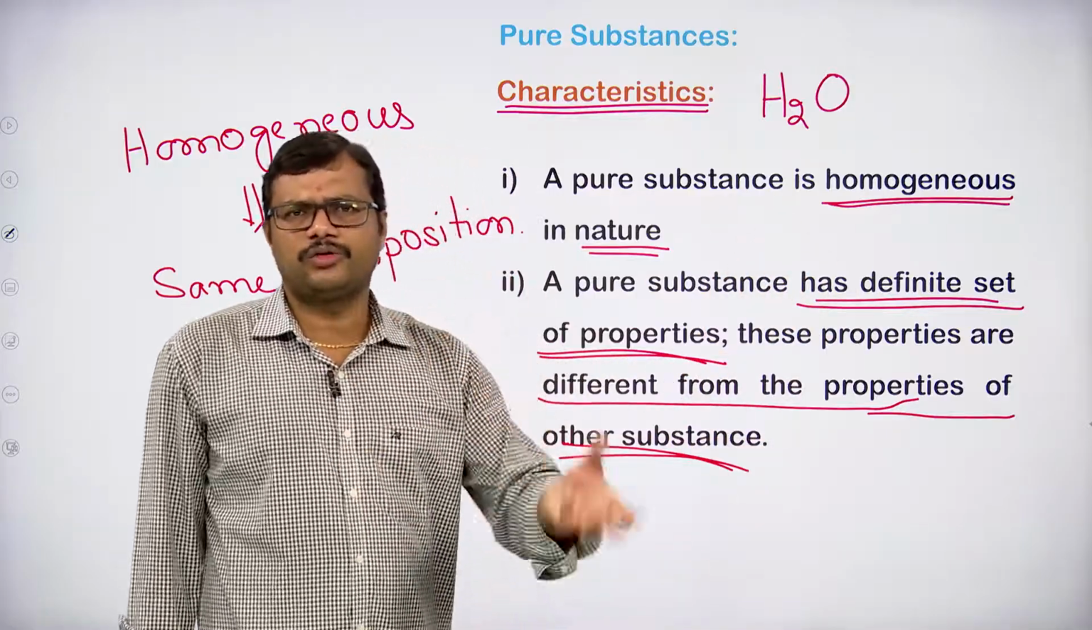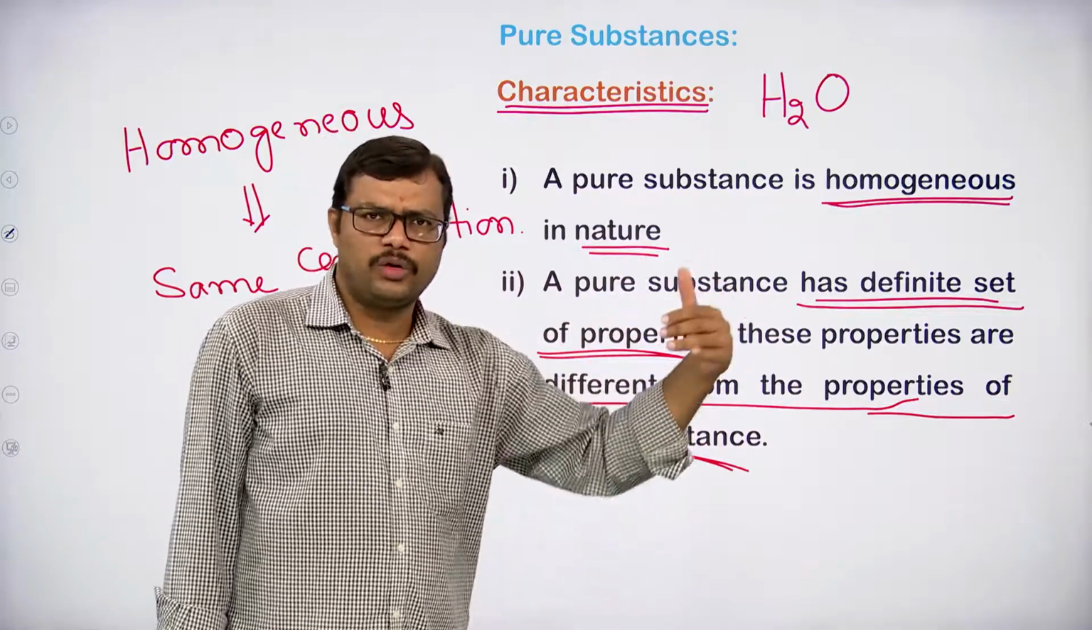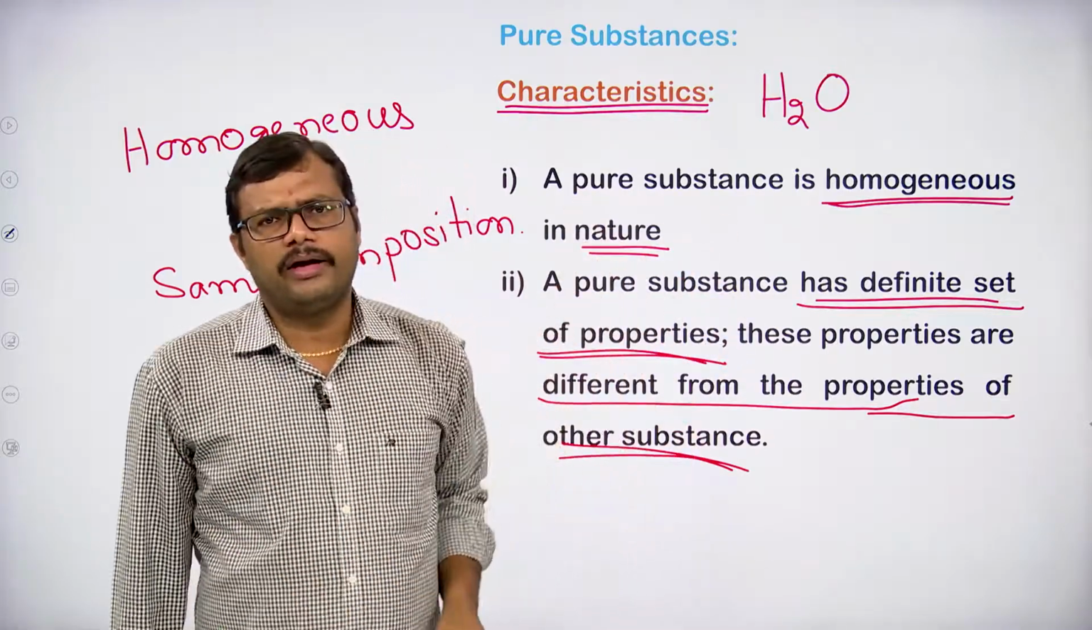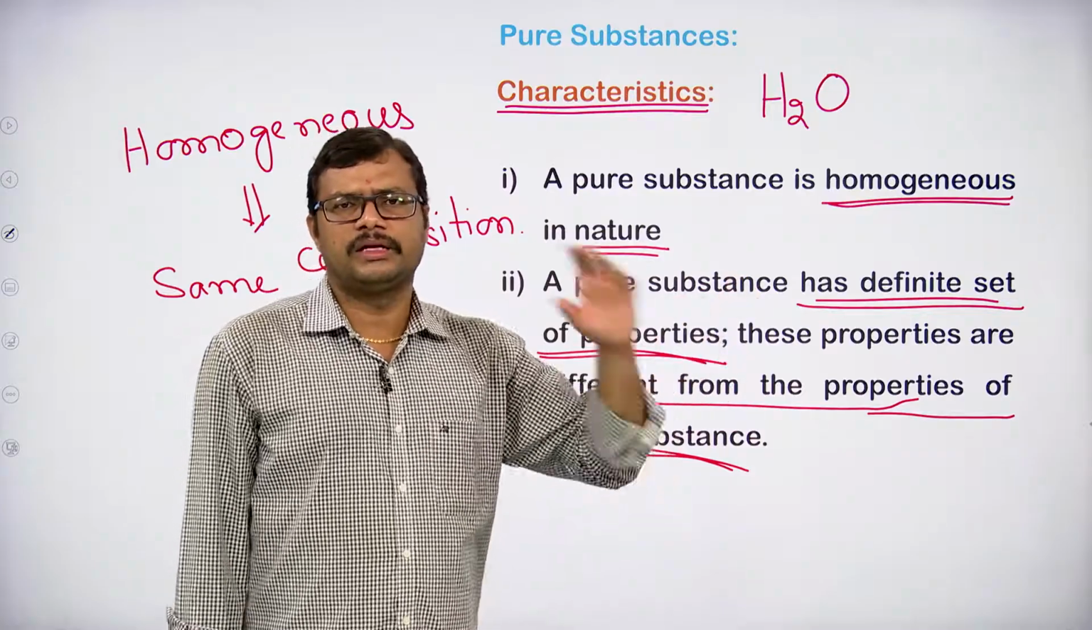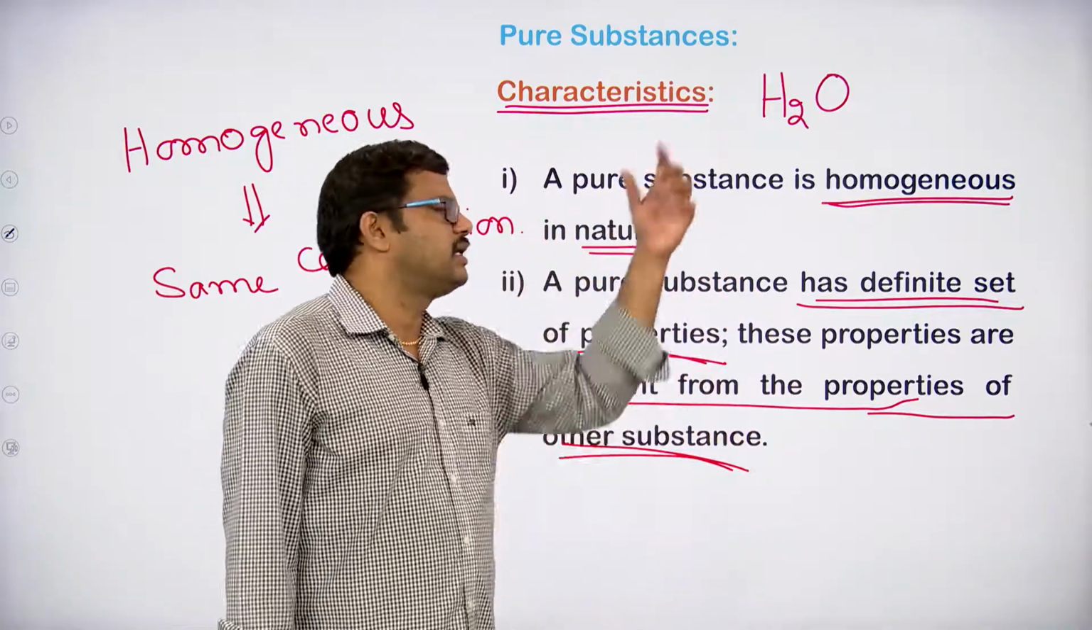Ethyl alcohol will have its own boiling point. If I take pure ethyl alcohol, it will have its own freezing point and its own boiling point. So it will again have a set of properties, and ethyl alcohol throughout is homogeneous. So ethyl alcohol can be considered a pure substance.